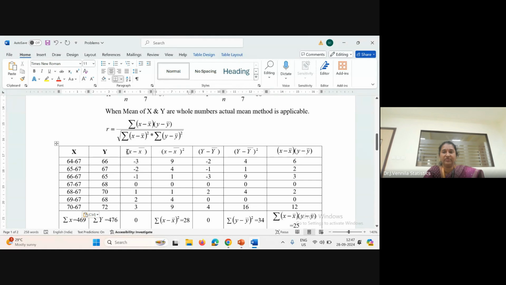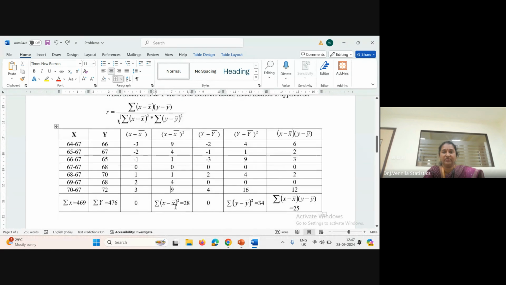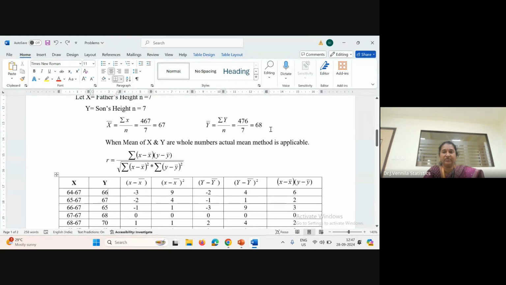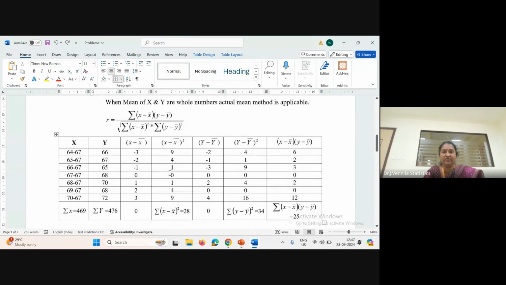Once the calculation is over, these are the father's information, right? So the father's calculation is over. You can add the total: summation xi minus x bar the whole squared is equal to 28. In the same way you can find the son's information also. Here, for y minus y bar, what is the y bar answer? 68. So apply the 68.